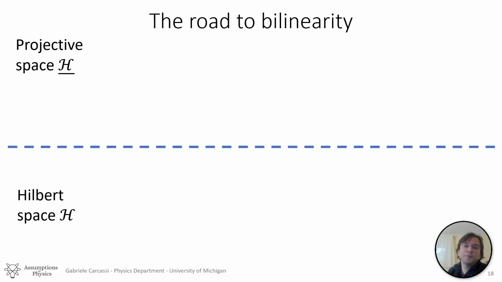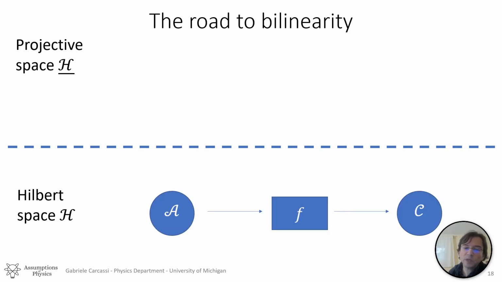Okay, now this is going to be the part that is a little bit more tricky. We have to understand how to get the linearity. And before we can talk about that, we need to understand a little bit more the relationship between Hilbert spaces and projective spaces. So suppose we have a map between two Hilbert spaces, between A and C. We have a map F. And suppose that that map is linear.